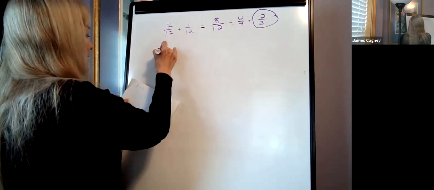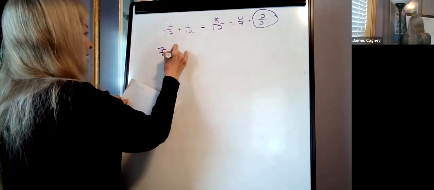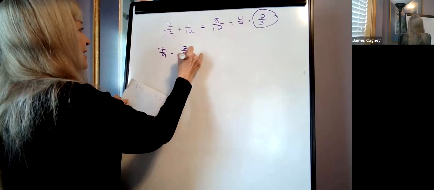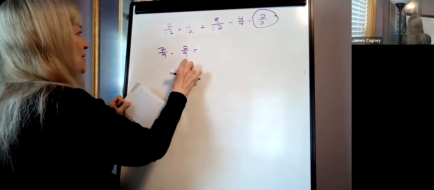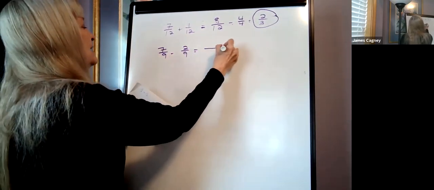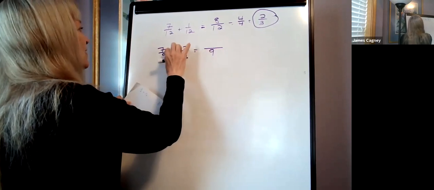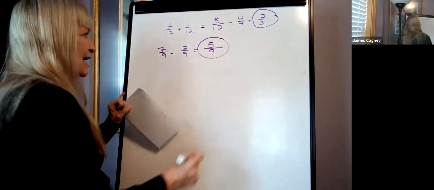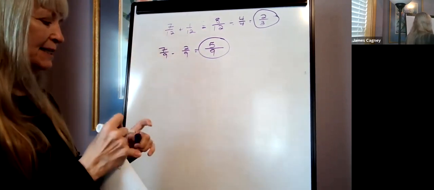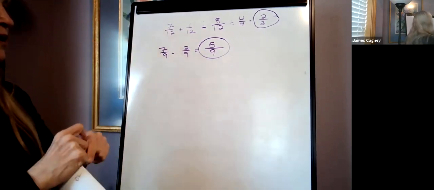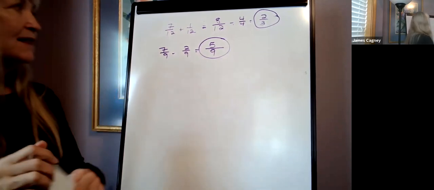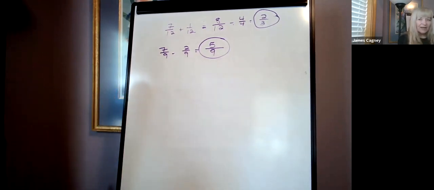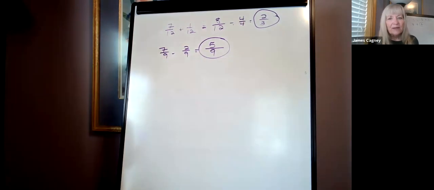For the next one, I have 7/9 minus 2/9. Again, this one's easy for me because of the same denominator. I just copy down the denominator. 7 minus 2 is 5. And I'm good to go. Notice for that one, I did not have to simplify. There were no numbers that were factors of both 5 and 9, which makes my job easier.